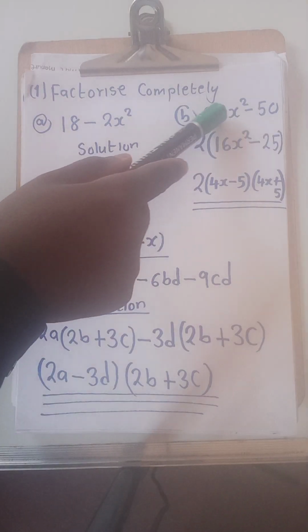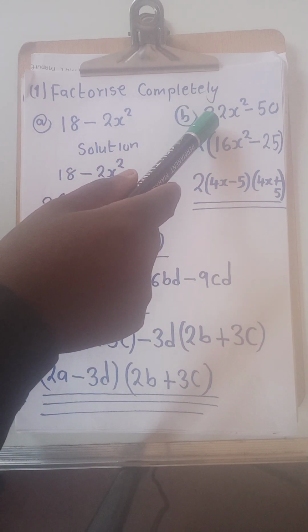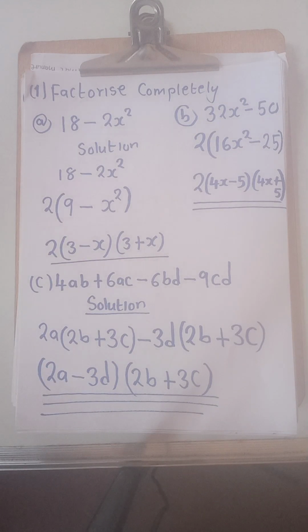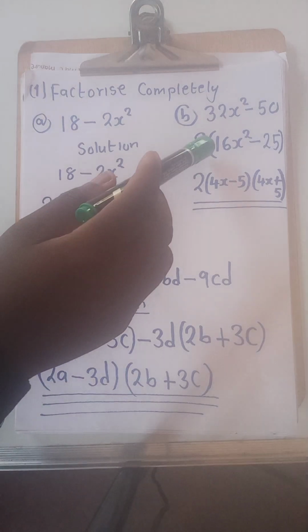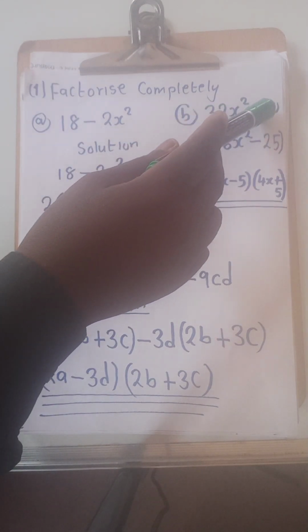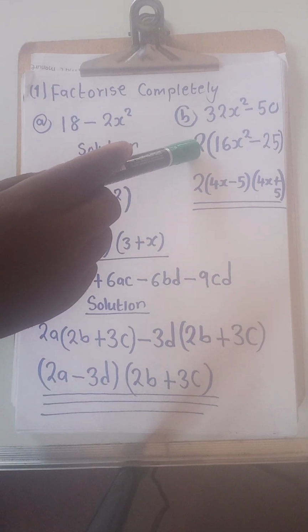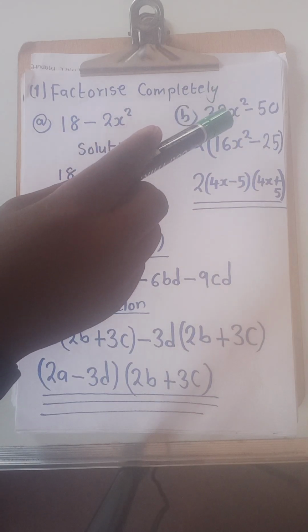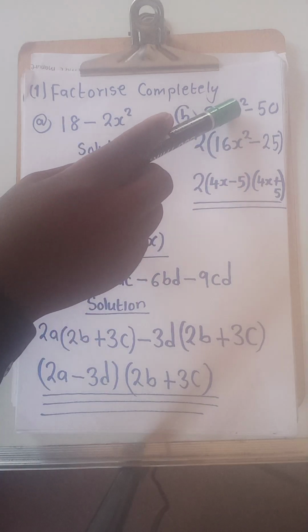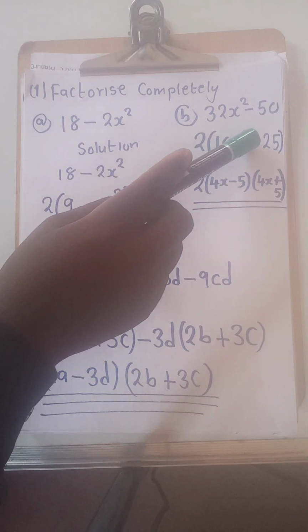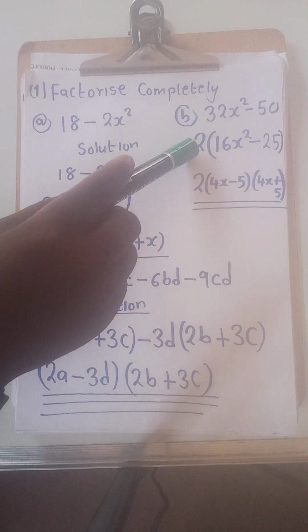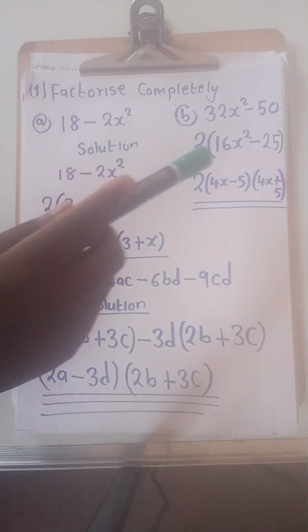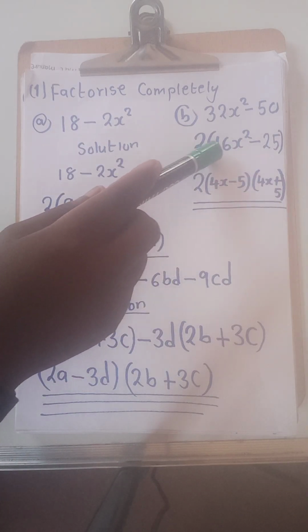So you come to the second one, which is 32x squared minus 50. What is common? You have to look for a number which can go into both 32 and 50, and that number is 2. How many times can 2 go into 32? It goes 16 times. What has remained? x squared minus. How many times can 2 go into 50? It goes 25 times. Now, this is what we call difference of two squares.